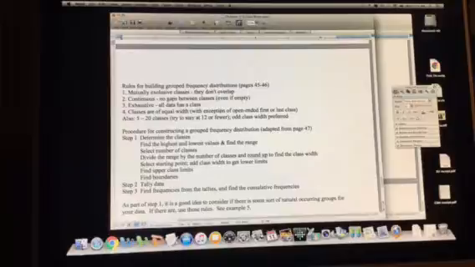Now, typically the recommendation is 5 to 20 classes. I've got to tell you, 20 is a lot. Typically 12 or fewer is probably a better bet. The book recommends an odd class width. The reason for that is because then you have a midpoint that is the same precision as your data. Again, not a critical point with today's modern tools.